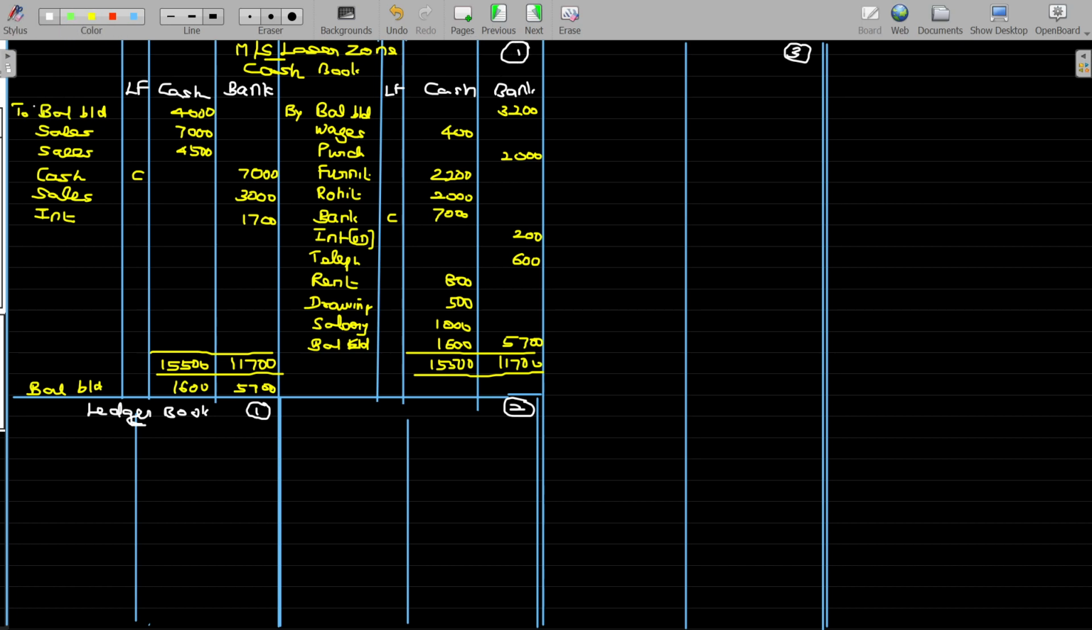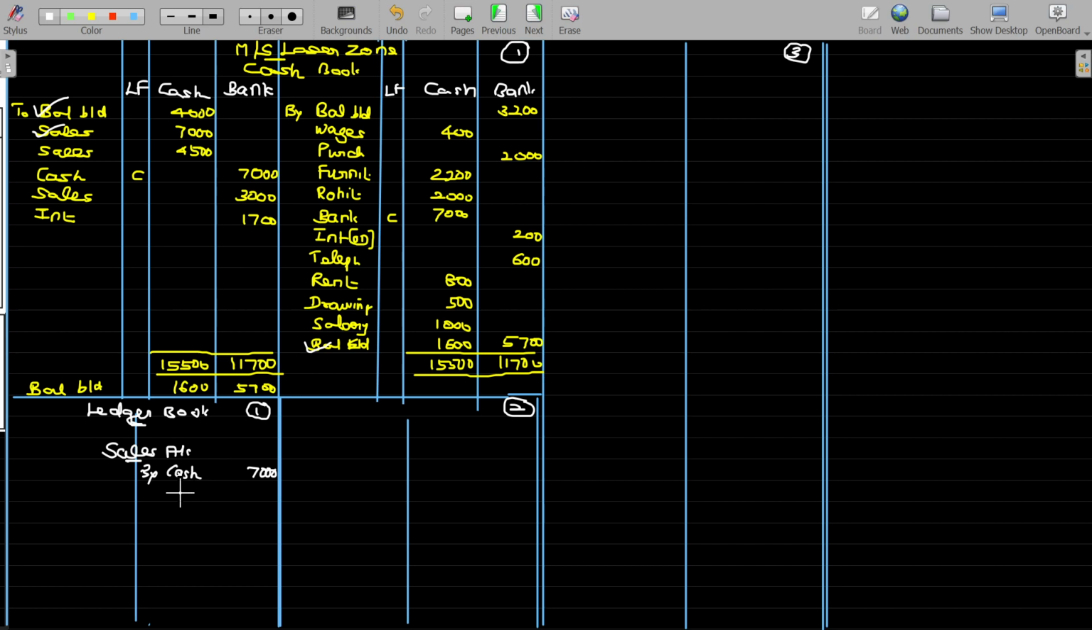Now, the opening balances and closing balances are not required to be posted in any of the ledgers. Leave it. I have to start with the sales. I am going to open the sales account here. Sales account. In the sales account, as this value is on the debit side of the cash book, it is going to be transferred to the credit of the sales account. On the credit side, I name this being cash. By cash. The value being 7,000. Is that clear? This is the process we have to follow.